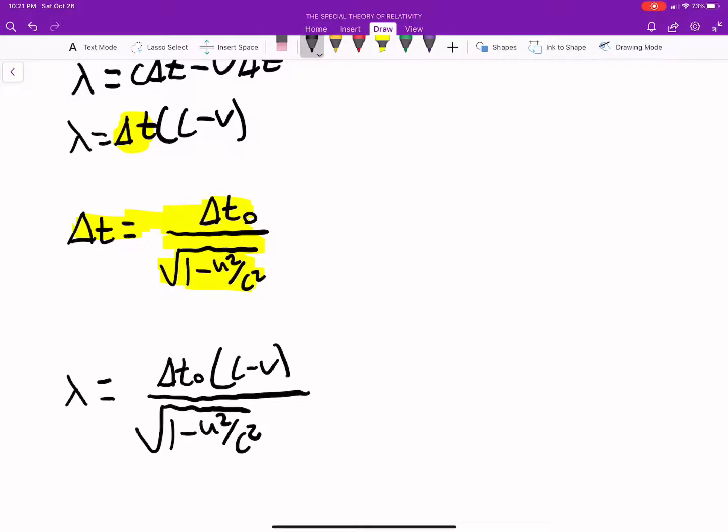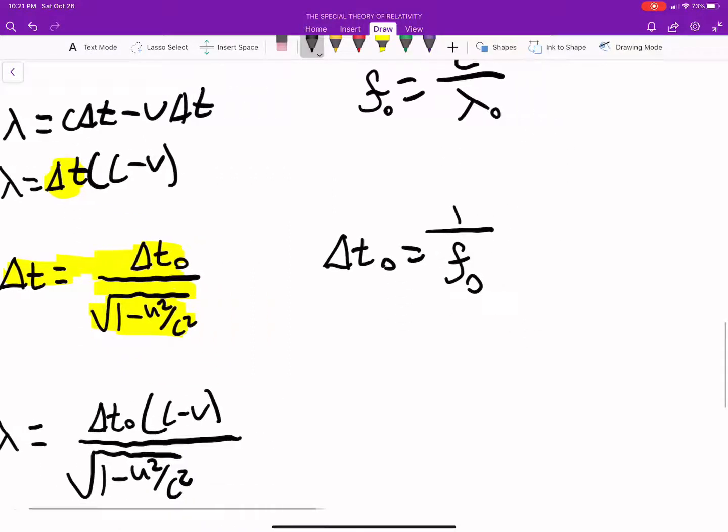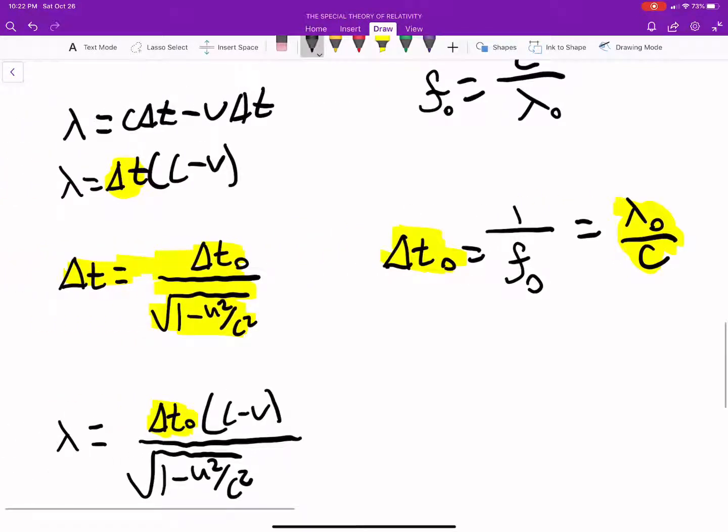Okay? But let's think about what delta t naught is in terms of a wave. Well, the time is just 1 over the frequency. And let's remember, frequency is the speed over the wavelength. So we could say that this is equal to lambda naught over c. But then I can take this, which is equal to this, and plug it into this. Hopefully that makes sense. I think it does.